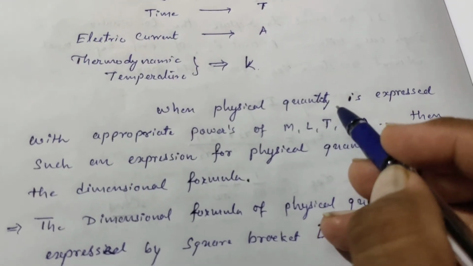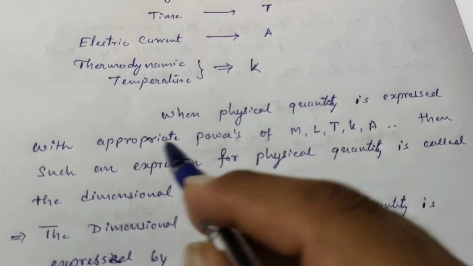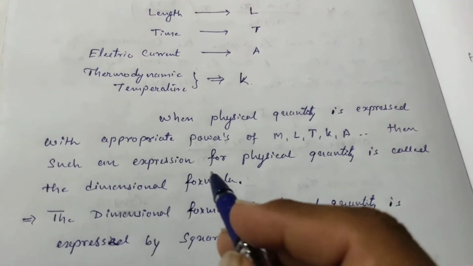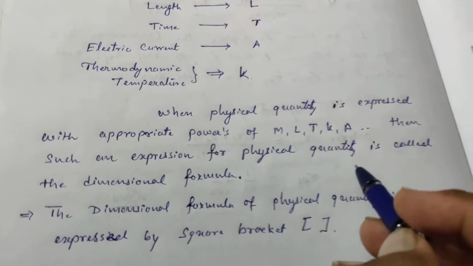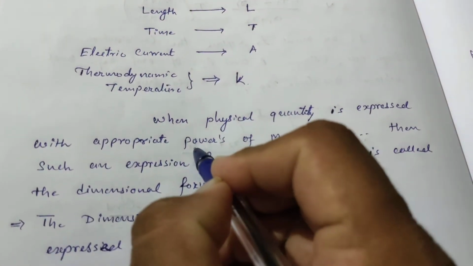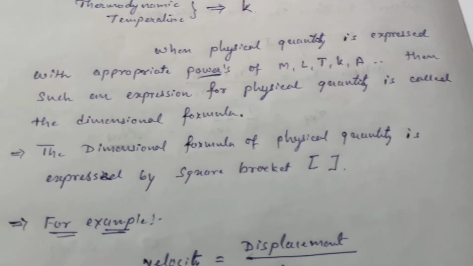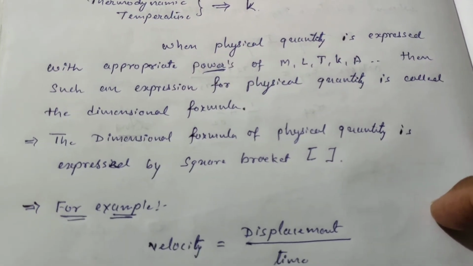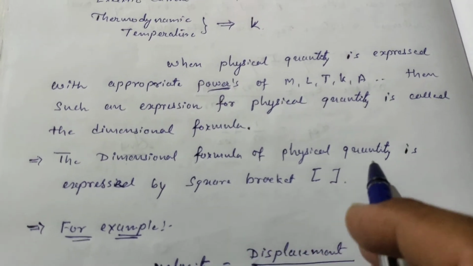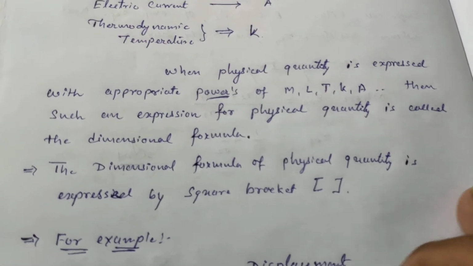When a physical quantity, any physical quantity meaning fundamental or derived quantity, is expressed with appropriate powers of M, L, T, K, A, then such an expression for the physical quantity is called dimensional formula. Here we are using the word powers. It means what? In terms of power you have to derive it, means express this quantity. The dimensional formula of a physical quantity is expressed by square brackets. Remember, it's important and necessary.